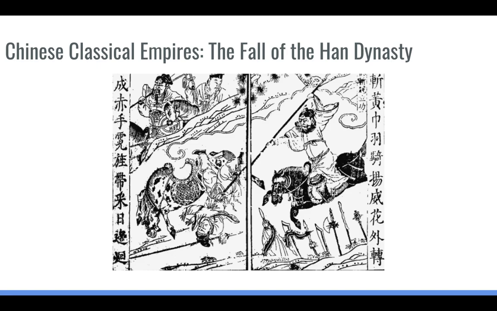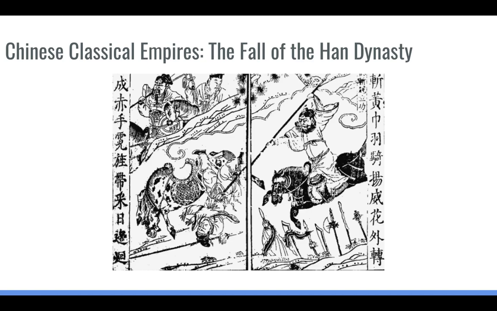The second thing that we see is that security issues and threats of invasions challenged authority. In China, it was all about the Xiongnu and then the Central Asian nomadic groups. Those always put pressure on China. It was always very costly to defend against them, and thus you had high taxes and you had eventual instability, especially as the Han Dynasty begins to weaken.